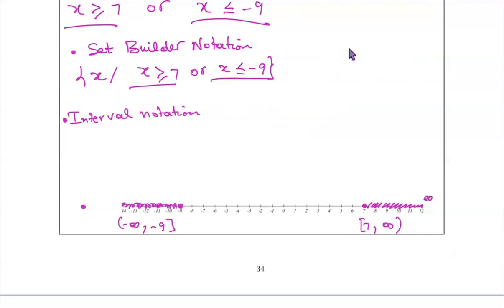The interval notation of the solution will be the two intervals that we had here: from negative infinity to negative 9, union from 7 to infinity. So that's it for chapter 2 and section 2.6.